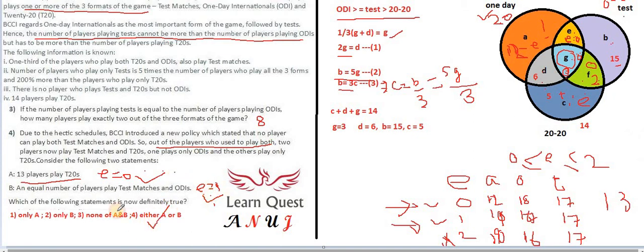So option 4 is the answer. Only A is also not correct, only B is also not correct, because this is also right, this is also right in one of the cases. But they both cannot be true at the same time. So either this or this. So the answer for the fourth question is 4, option D. Answer for the third was 8, and the earlier one I've already marked.